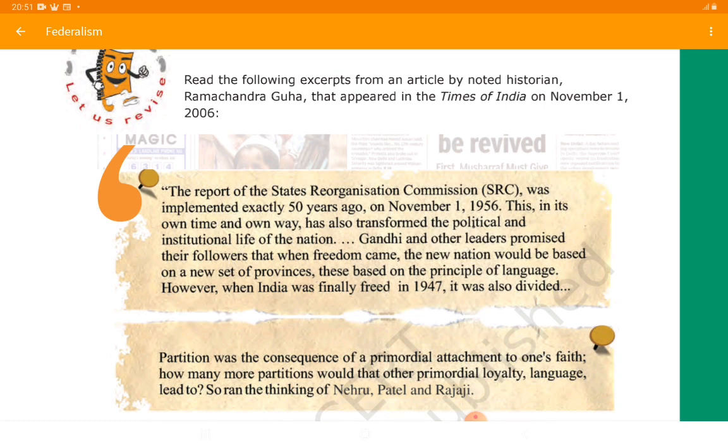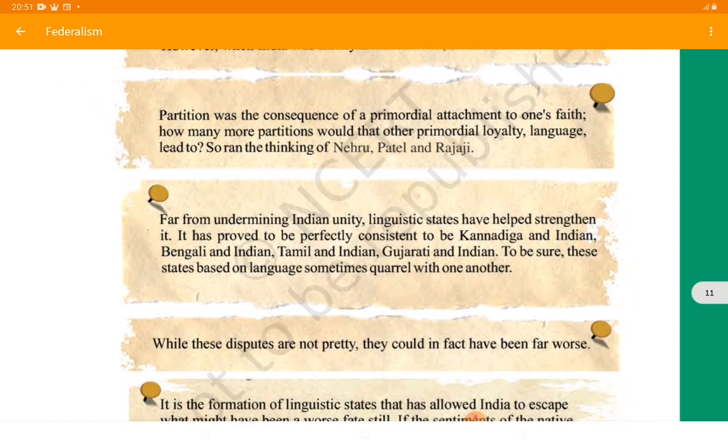So that was the first of the articles. The second: partition was a consequence of primordial attachment to one's faith. How many more partitions would their other primordial loyalty, language, lead to? So ran the thinking of Nehru, Patel and Rajaji. Far from undermining Indian unity, linguistic states have helped strengthen it. It has proved to be perfectly consistent to be Kannadiga and Indian, Bengali and Indian, Tamil and Indian, Gujarati and Indian. To be sure, these states based on language sometimes quarrel with one another.